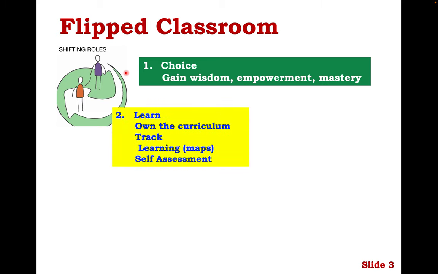Secondly, you are going to own your own learning. You're going to take charge of your own learning. You are going to own the curriculum. You're going to look for the curriculum and own it. Track your learning. You know that this week I've covered topics A and B. Next week I've covered topics 3 and 4. By the 10th week, I've covered topics up to 14. So you're going to track your own learning. And you're going to track this using learning maps. And you're even going to assess yourself before we get round to assessing you.